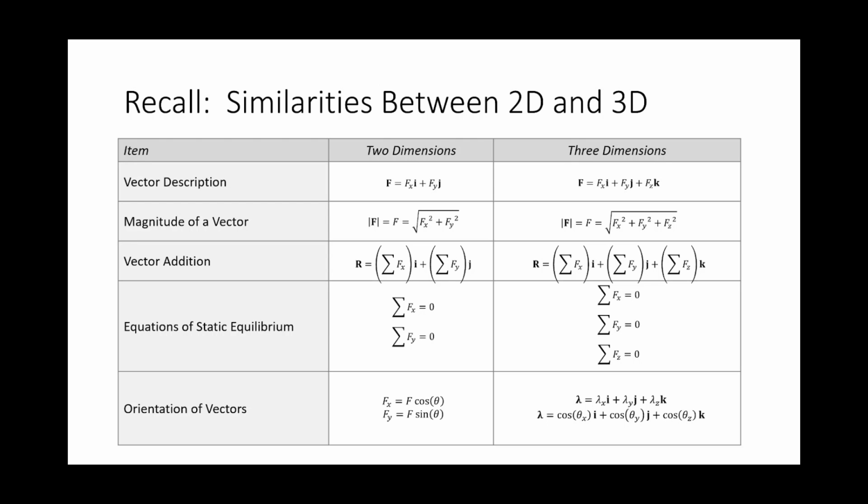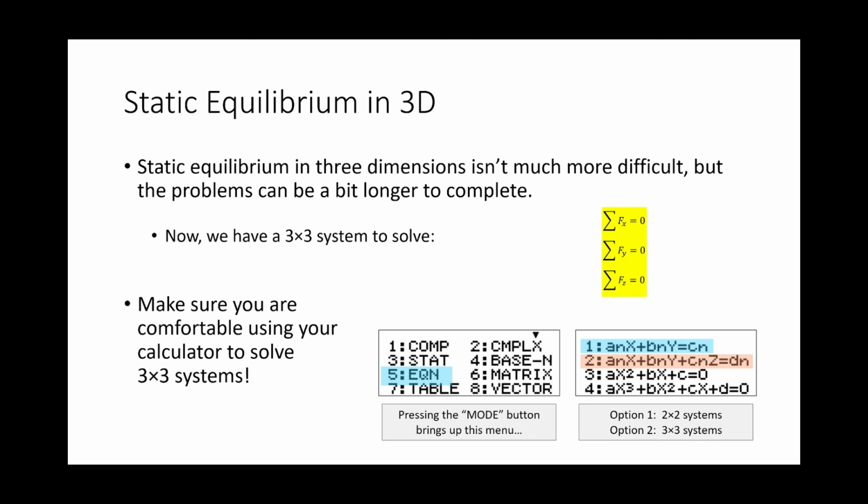It's really just the same stuff, just a little bit more. Instead of 2 equations of equilibrium, you have 3. Instead of i and j, you have i, j, and k. But it's the same idea across the board. Granted, I think we all know it takes a little bit more work to get to the force vectors, but once you get there, it's pretty straightforward.